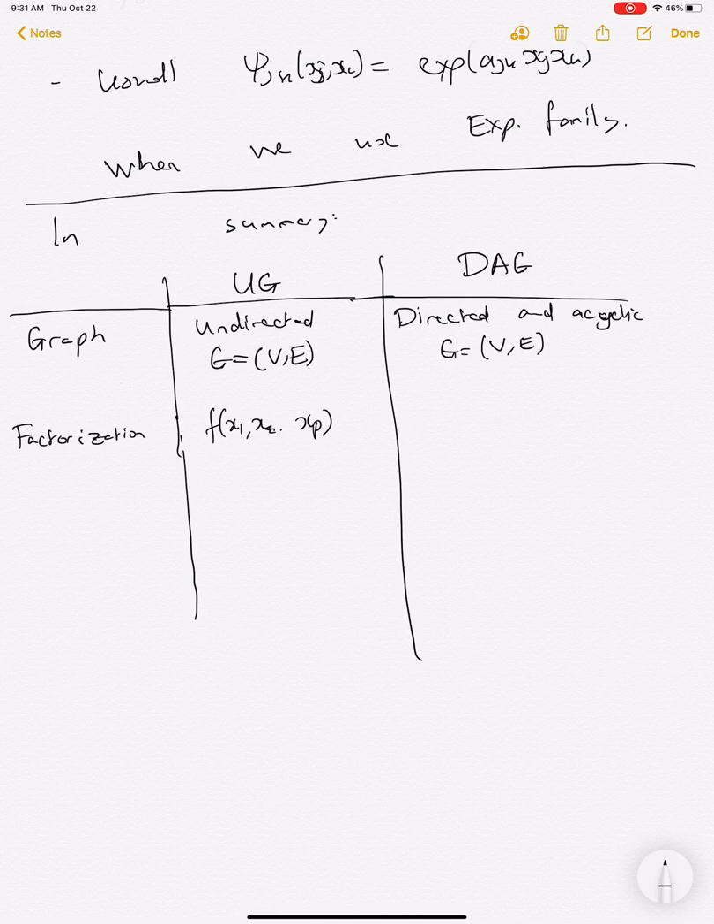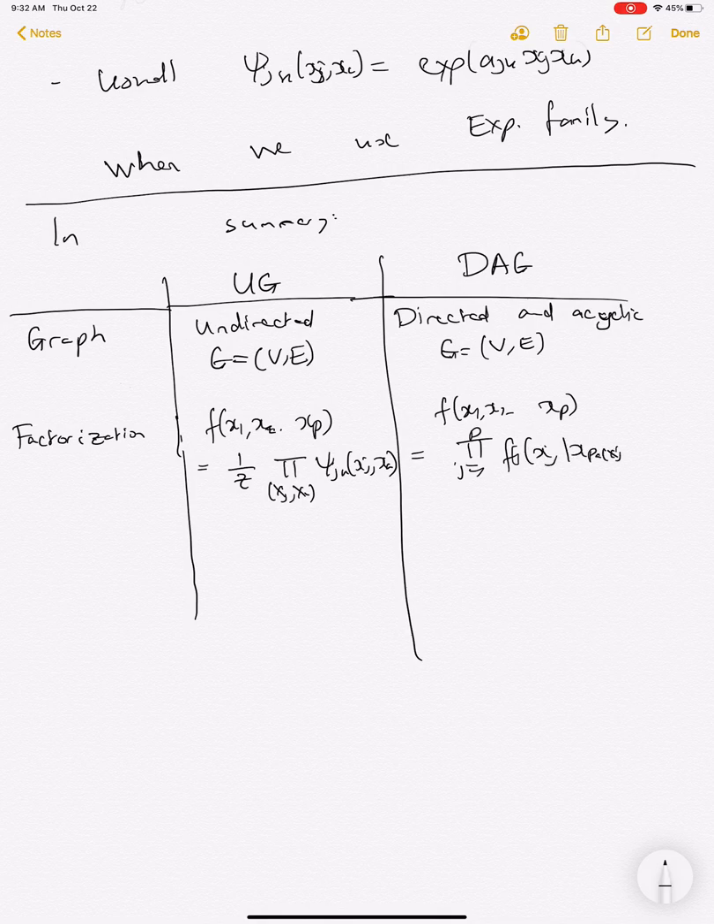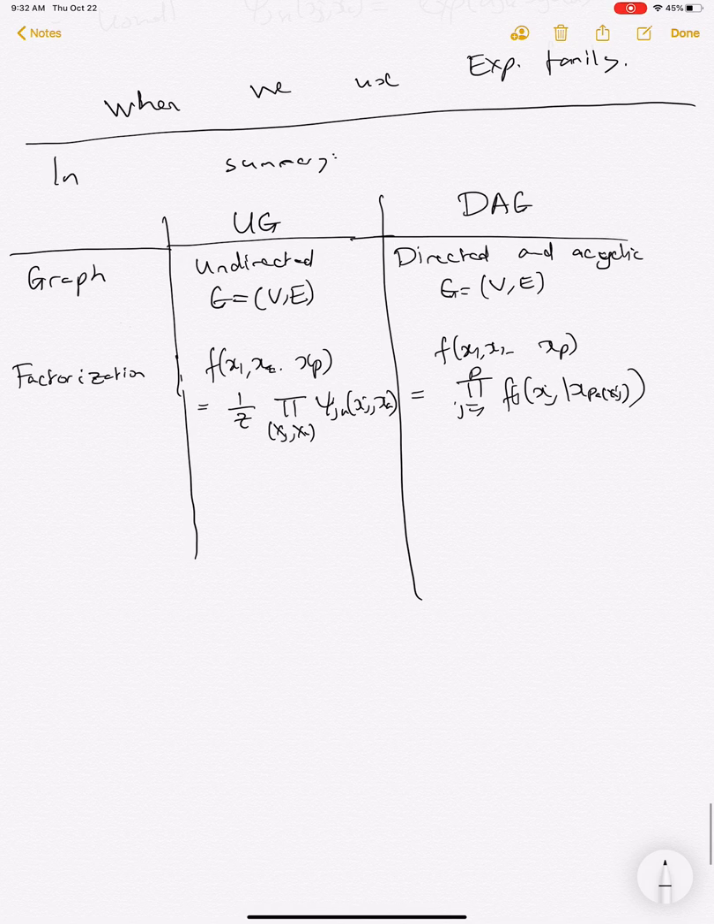So we can write out the whole distribution as 1 over Z times the product of psi jk of xj, xk. This is a bit less intuitive than what we saw for the DAG. For the DAG, it was a lot more intuitive, that we can write this as the product of the J conditionals, where we condition on the parents. And then we have these conditional independences.